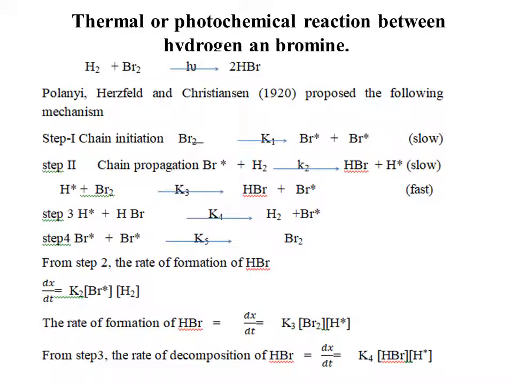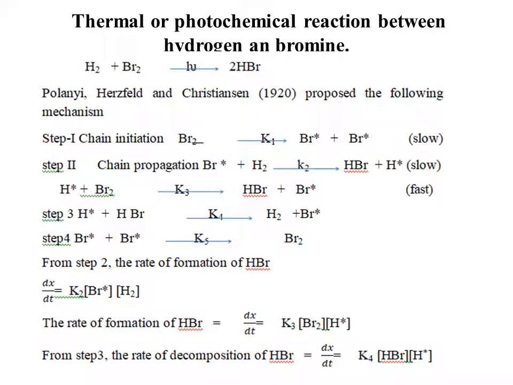Then the hydrogen radical will react with bromine with the rate constant K3 to form HBr and again a bromine radical. This is a fast reaction.